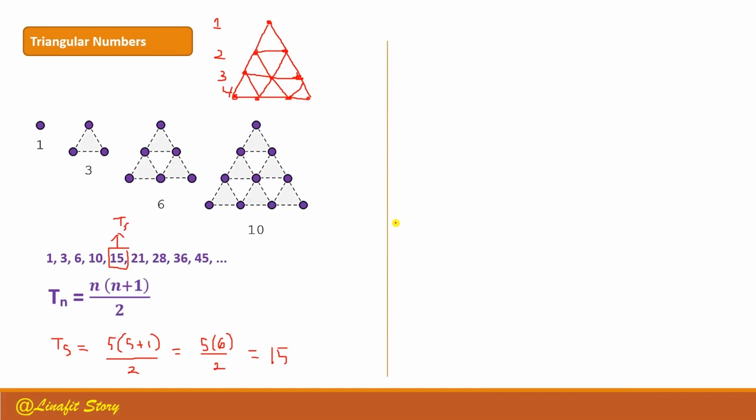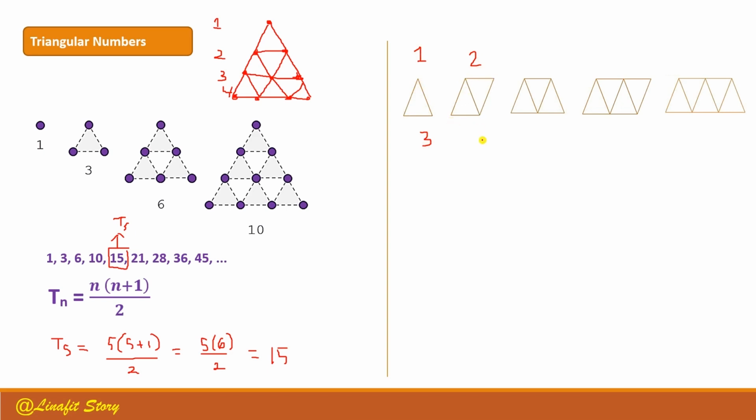Now let's compare with another triangular numbers. If there is one triangle, there are 3 lines. If there are 2 triangles, there are 5 lines. If there are 3 triangles, there are 7 lines. So 3, 5, 7, 9, 11. 9 and 11 are the next 2 terms, the fourth term and the fifth term.